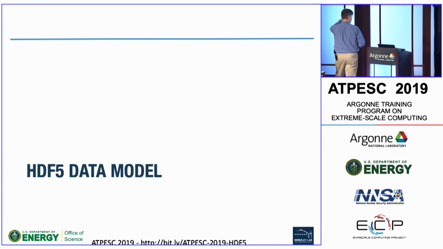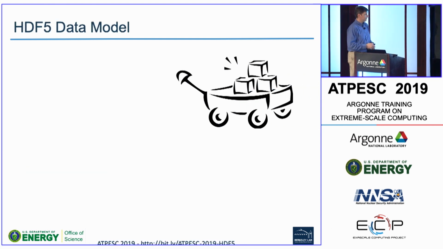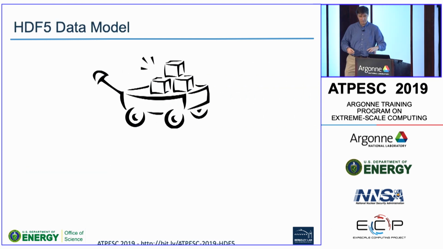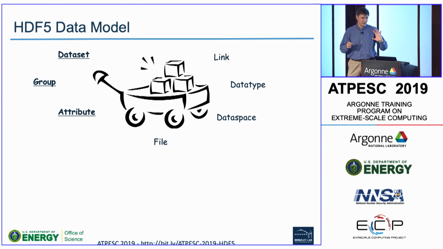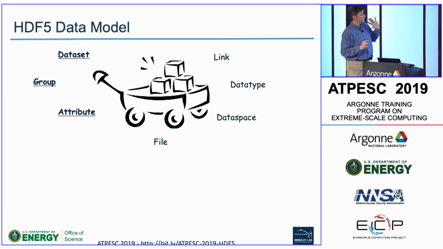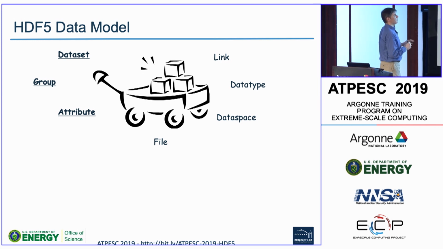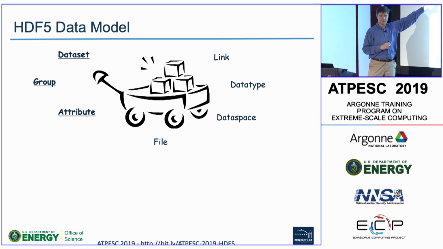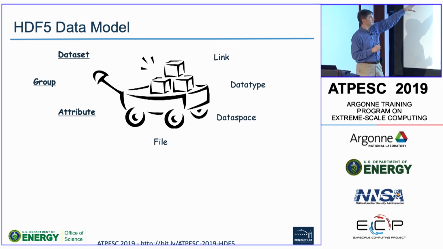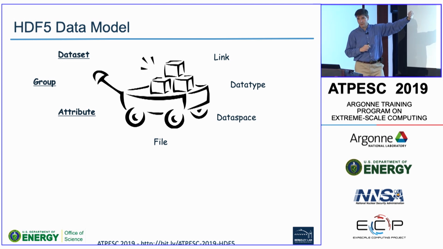So progressing to the top level of the programming side of things, let's start talking about the data model. HDF5 has 3 principal objects, classes in a sense, from an object-oriented point of view: data sets, groups, and attributes, and I'll talk about all of them. And those use some of these other concepts: links, data types, and data spaces.